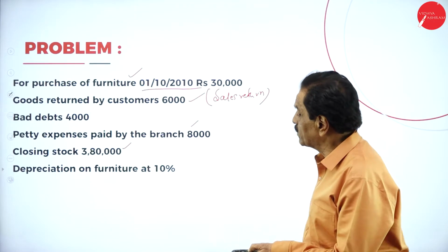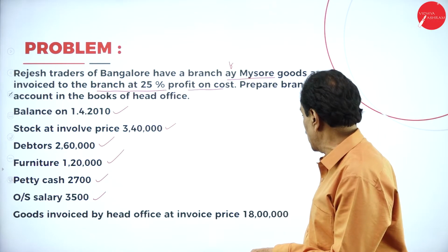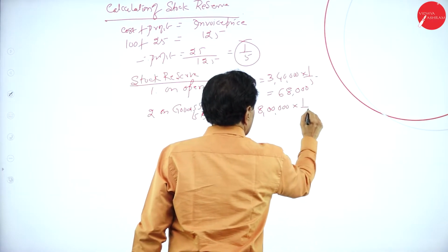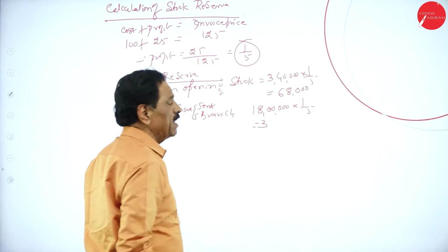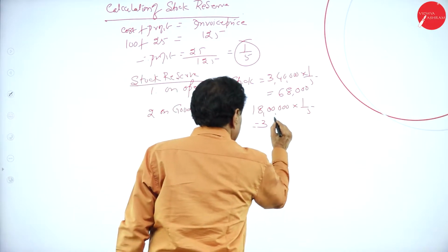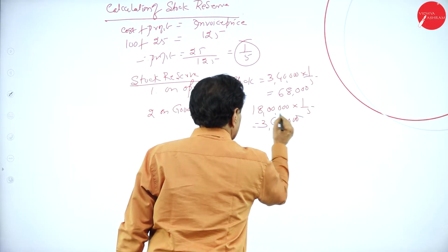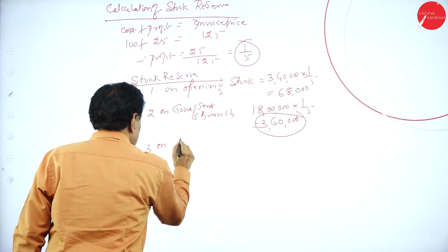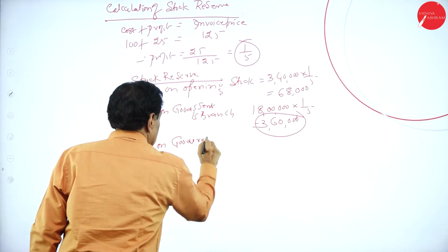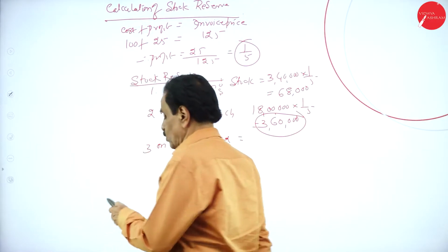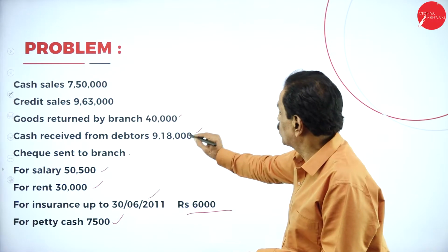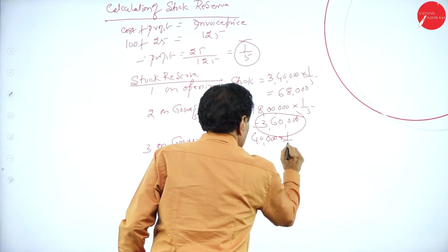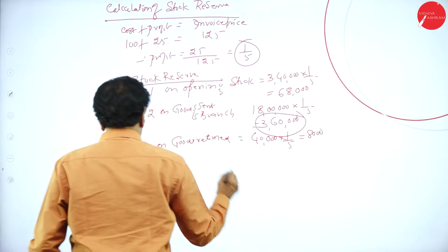What's the value of the goods sent to branch? See that goods invoiced to branch is 18 lakh. 18 lakh into 1/5: 5 3s are 15, 3 remaining, 5 6s are 30, that is 3,60,000. That is the profit. Now, number 3, on goods returned. What's the value of the goods returned? Goods returned by branch, 40,000. 40,000 into 1/5 is 8,000.